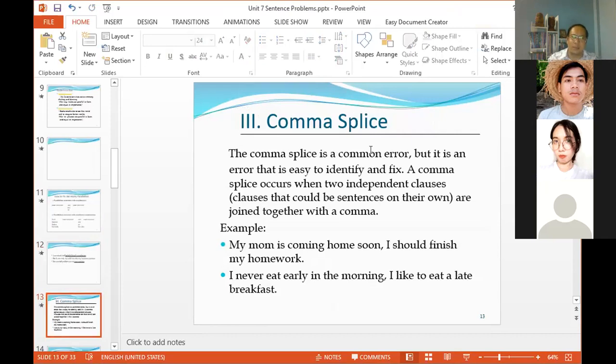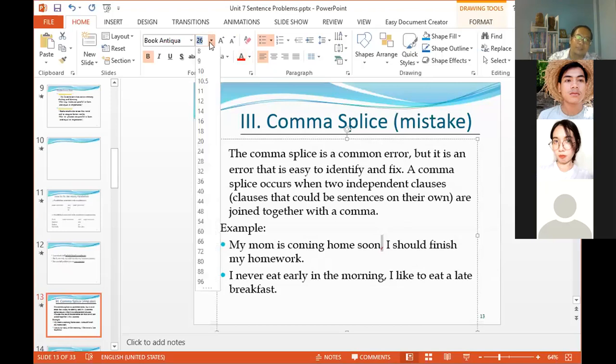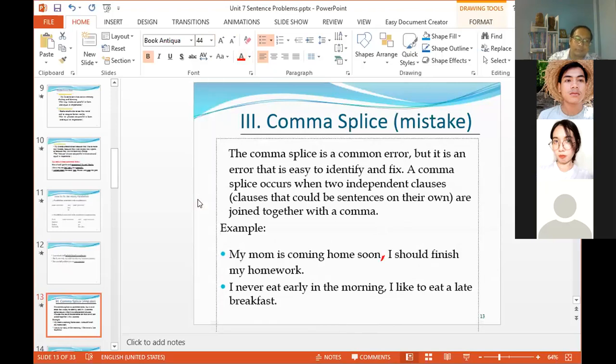Say comma splice. What does splice mean, everybody? Mistake. So what does comma splice mean, everybody? Comma splice means the mistake of using comma. Yeah. So look over here, everybody. Why is the comma here wrong? Why?